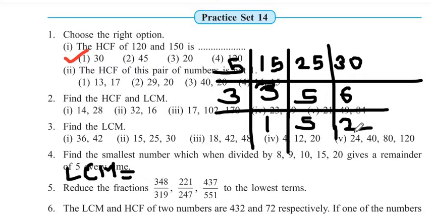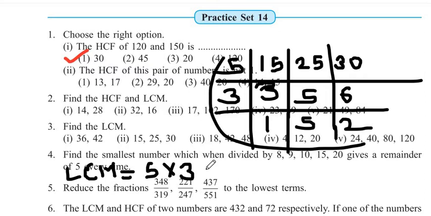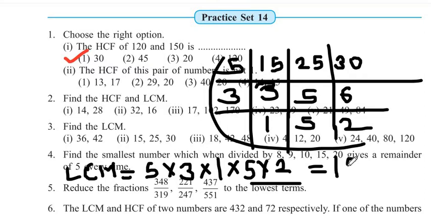Okay, 5 and 2 are prime numbers and therefore LCM is equal to multiplying this whole number, that is 5 multiplied by 3 multiplied by 1 multiplied by 5. Okay, again it is multiplied by 2. Now tell me, 5 2s are 10, 10 1s are 10, 10 3s are 30 and 30 5s are 150. And therefore your answer is LCM of 15, 25 and 30 is 150.